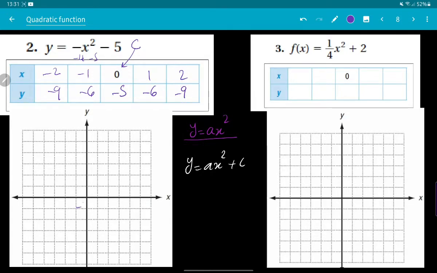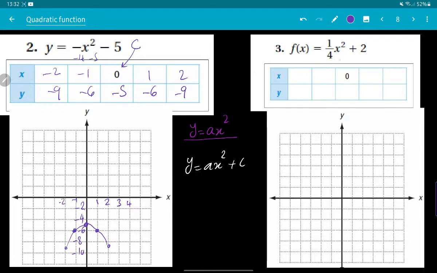So instead of going -1 and -2, you can go -2, -4, -6, -8, -10. And the x, you have normal values 1, 2, 3, 4, so it's okay to go by one step. 0 and -5 is the first point, 1 and -6, -1 and -6, 2 and -9, -2 and -9. Now the graph is ready to be graphed.